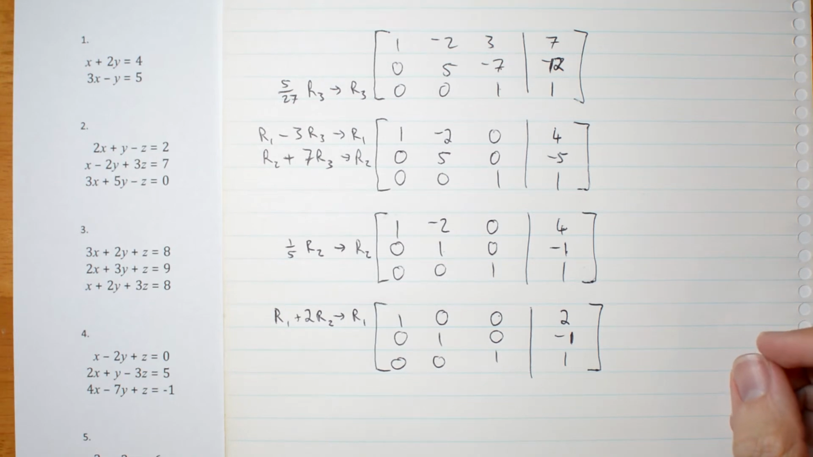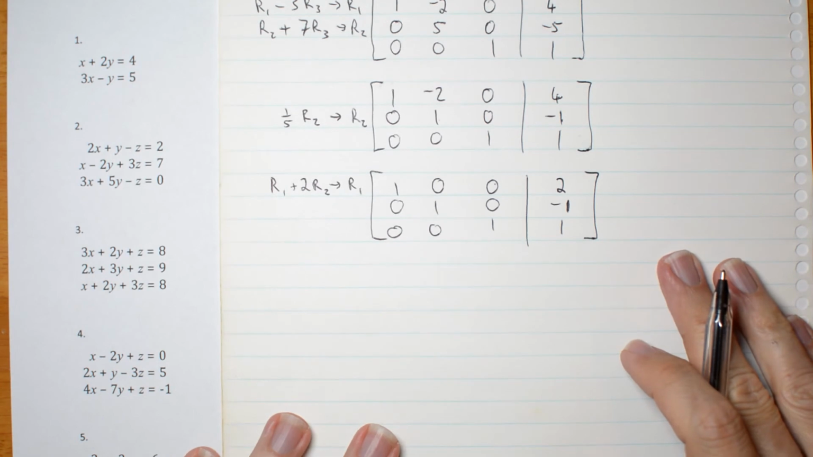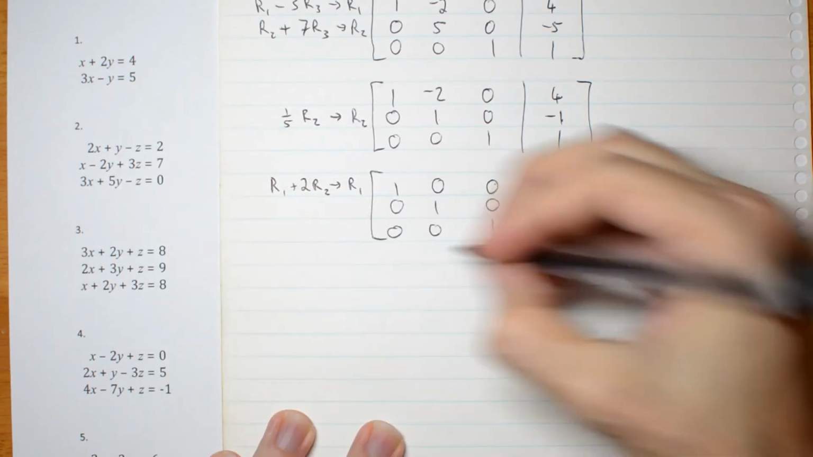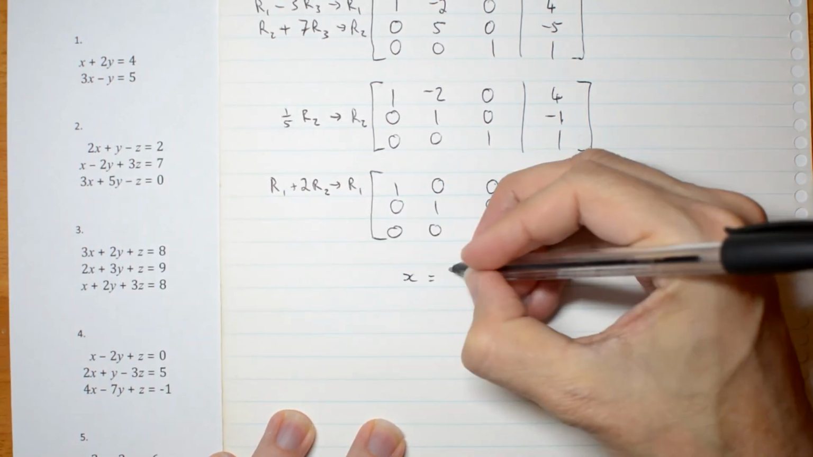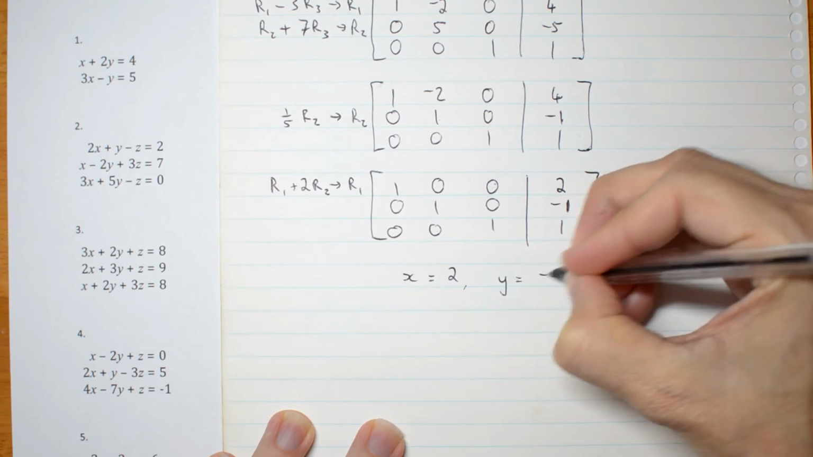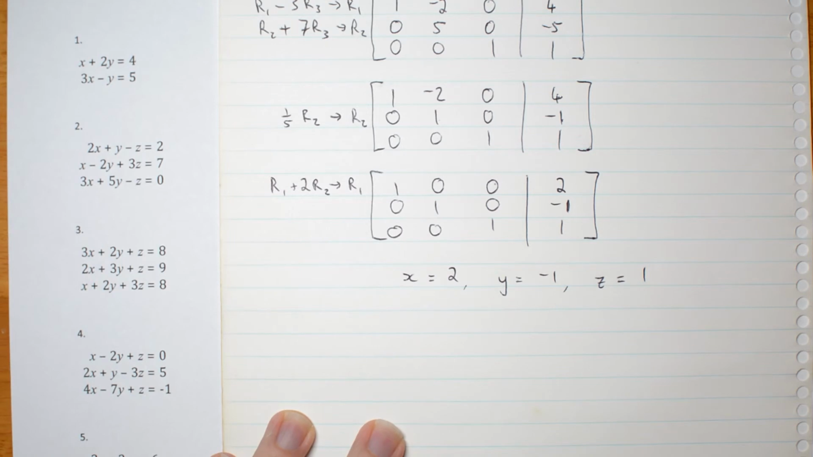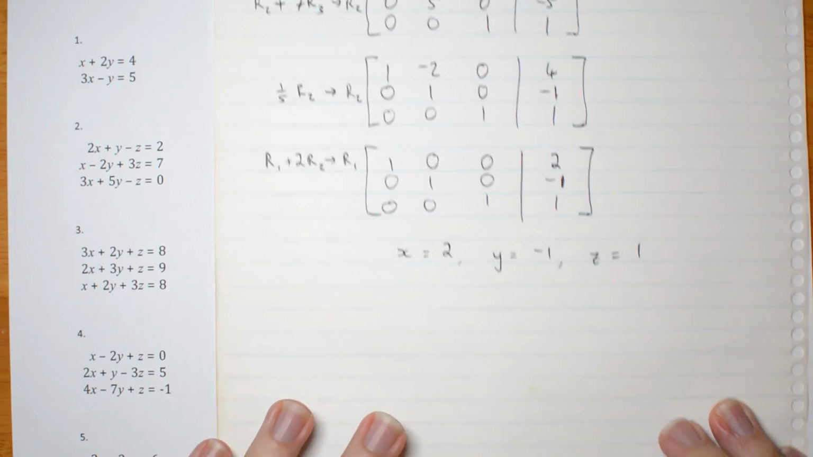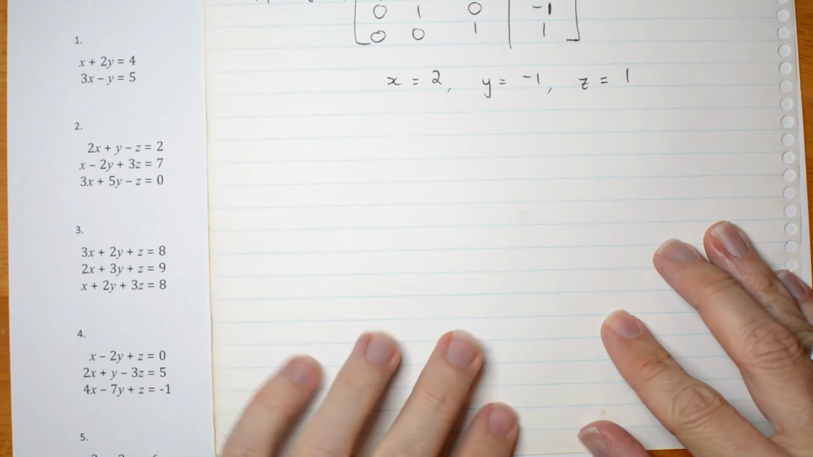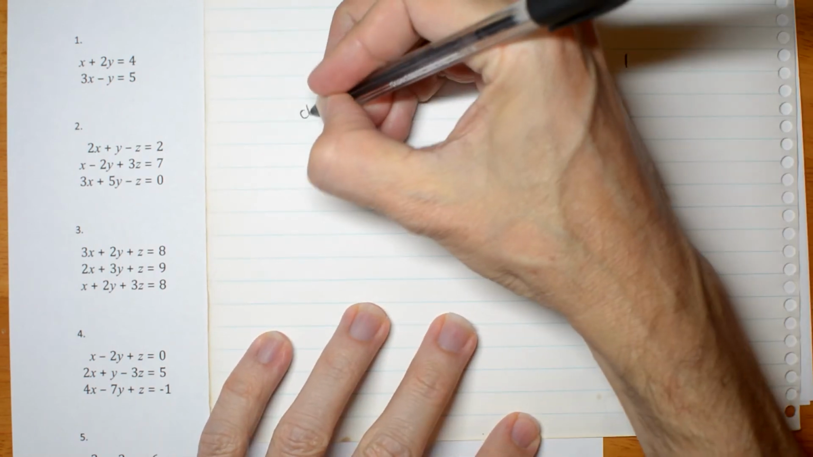And now I have a solution to my equations. This tells me that for these equations, x must be 2, y must be negative 1, and z must be 1. If you want to, you can check that. Go back to the original equations. Check.